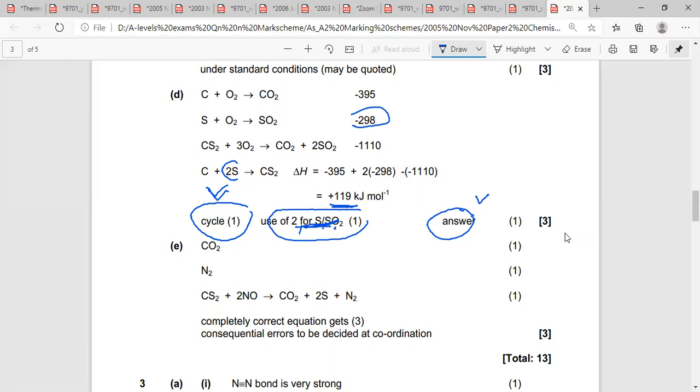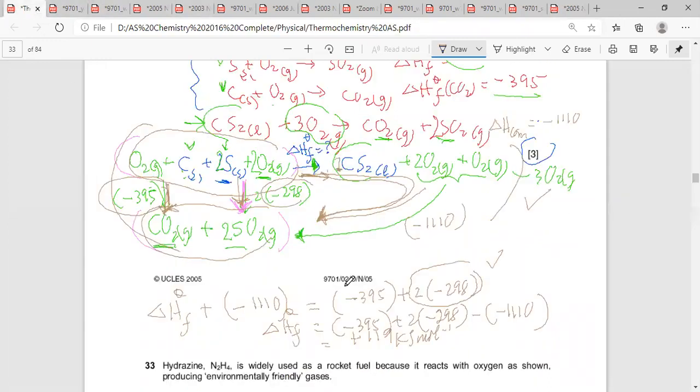The rest of them, I mean, if you can get the answer right, it means the rest of them is correct. So the 2 times the value here is 1 mark. See that? This is 33 here. Now let's look at another one.